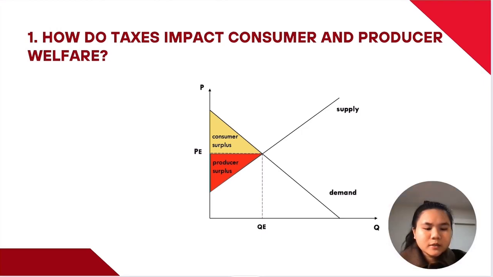The supply and demand curve and the consumer and producer surplus are shown in the following diagram. In the beginning, consumer surplus is represented by the space above the market price and below the demand curve, while producer surplus is represented by the space above the supply curve and below the price line.